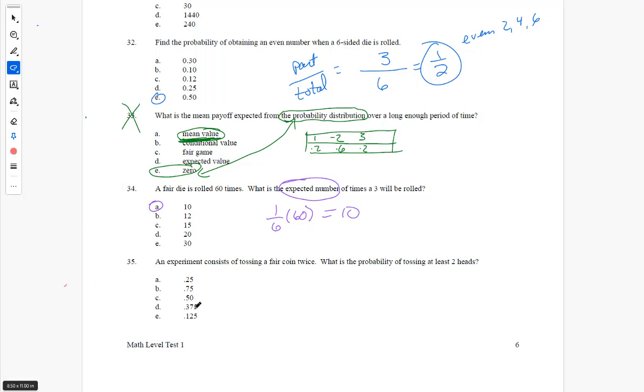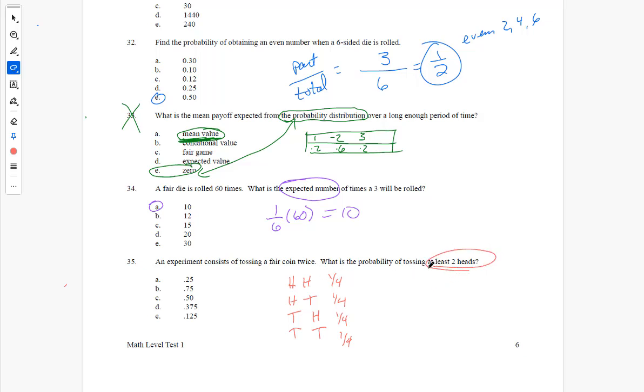And number 35. Final one. An experiment consists of tossing a fair coin twice. So that means, now think about what you could do. You could get a heads and a heads, or a heads and a tails, or a tails and then a head, and then a tails and a tails. So this right here, this is a 1/2 probability, 1/2. So this has a 1/4 probability, and that has a 1/4 probability, and that has a 1/4 probability, and that has a 1/4 probability, and at least 2 heads.